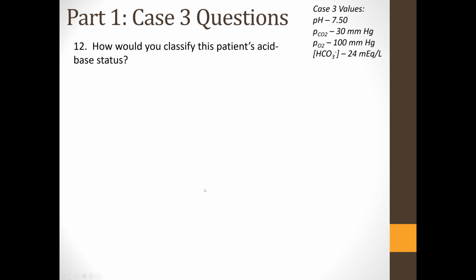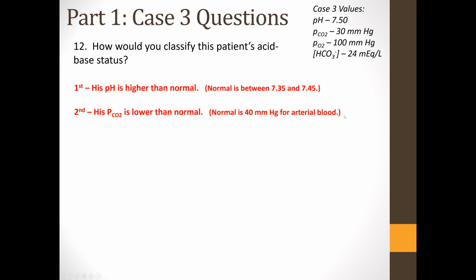So number 12, how would you classify this patient's acid-base status? Remember, let's look at the pH first. His pH is higher than normal. Normal is between 7.35 and 7.45, and his is 7.5. Next, we look at carbon dioxide. His carbon dioxide is lower than normal. Normal would be 40. His is 30. So right away, I see that pH and carbon dioxide are opposite to each other.